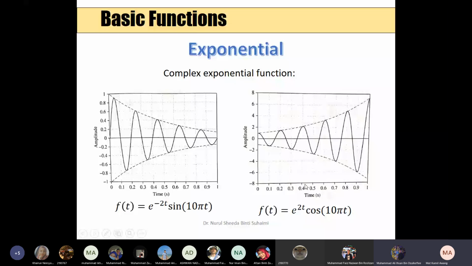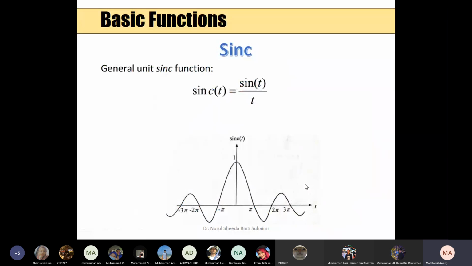And the last basic function is the sinc, which is defined as sinc of t is equal to sine of t over t. And this is the signal shown in the diagram. Okay, any questions so far? It's very simple at this moment.